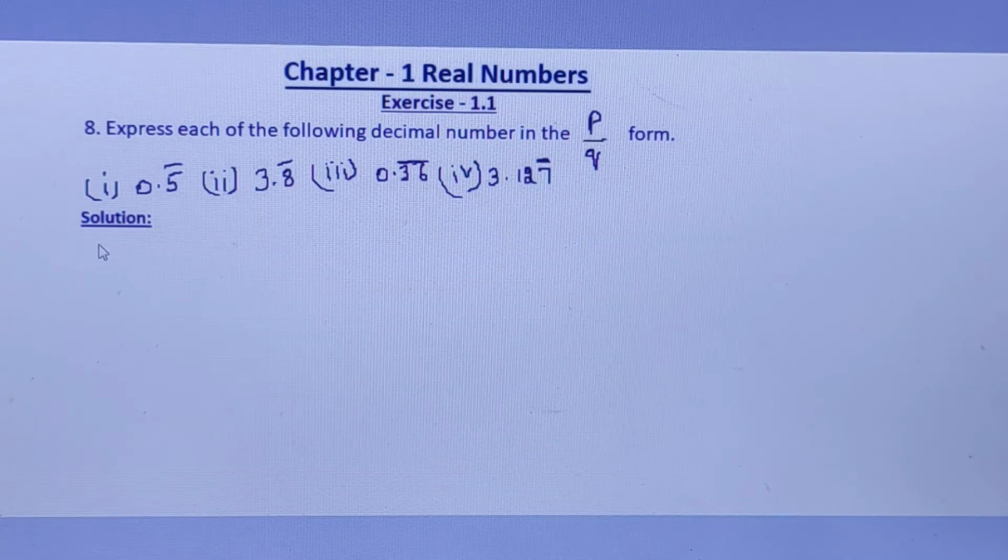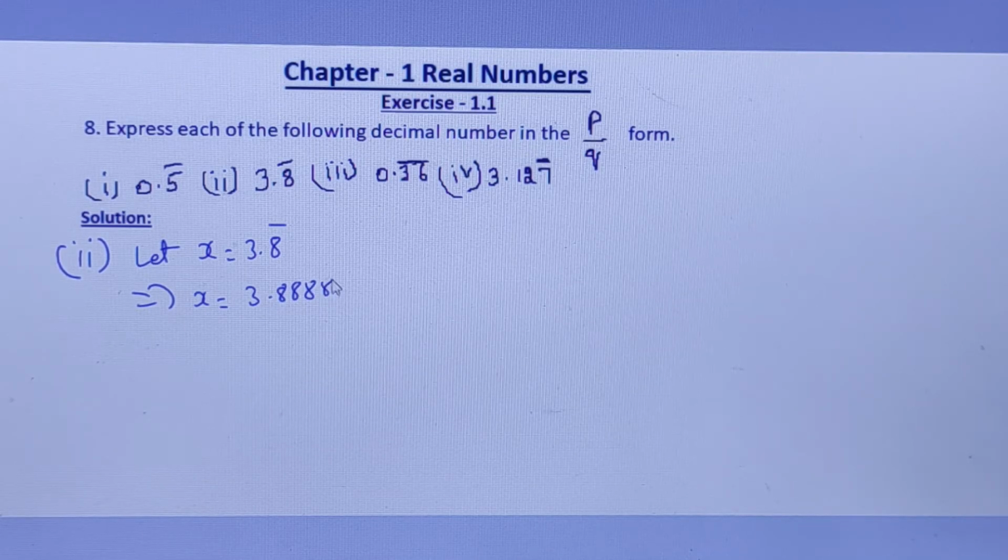Now solution to the second one. Let x is equal to 3.8 bar. So this implies x is equal to 3.8888 and so on, because 8 is repeating. Let us call this equation 1. Since only one digit, that is 8, is getting repeated, we multiply both sides of this equation 1 with 10.